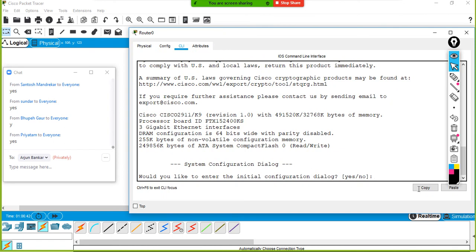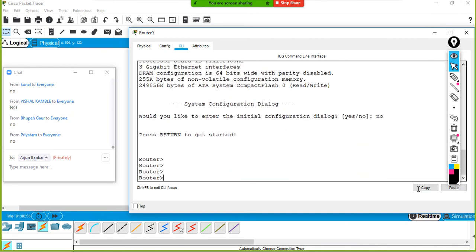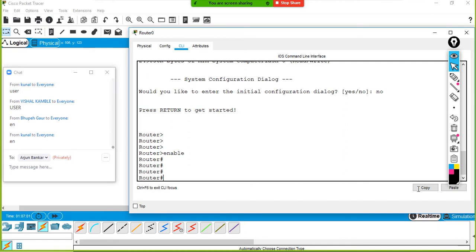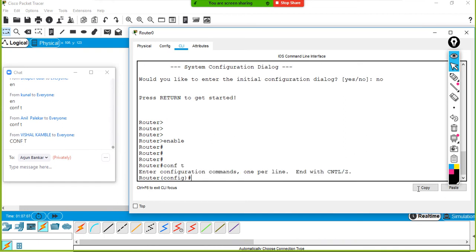Okay. First of all, what do I have to type here? Do I need to say yes or no? No. Right? Let's say no. Then after that, which mode am I in? I am in the user mode, right? So now I need to type enable here. So now I just jump into the privilege mode. Then after that, conf t. Why did I do conf t? Because I need to go to the configuration mode because I need to do some configurations, right?